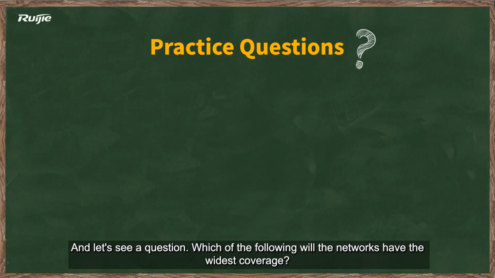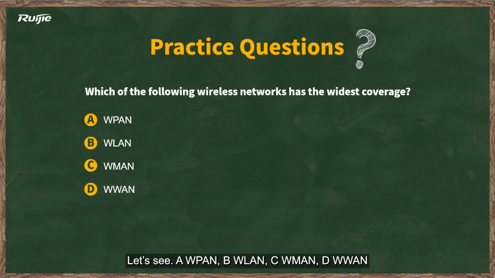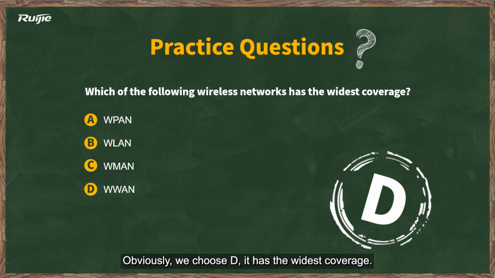And let's see a question. Which of the following wireless networks has the widest coverage? Let's see. A. WPAN. B. WLAN. C. WMAN. D. WWAN. Obviously, we choose D. Right? It has the widest coverage. Okay, that's all for this part.